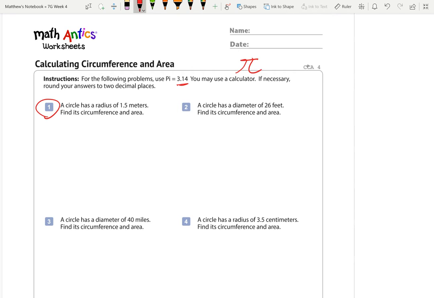So it says a circle has a radius of 1.5 meters. I like to draw mine out. So being a visual learner, I'm going to start here in the center because it's radius, and I'm going to draw a point over here. So we got 1.5, and this is m for meters. Find its circumference and area.